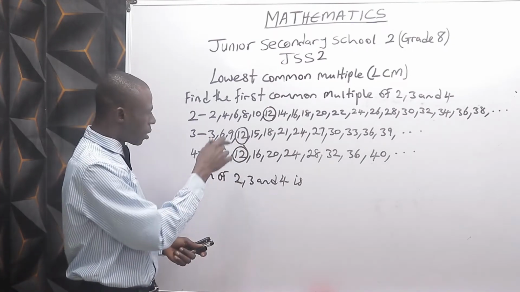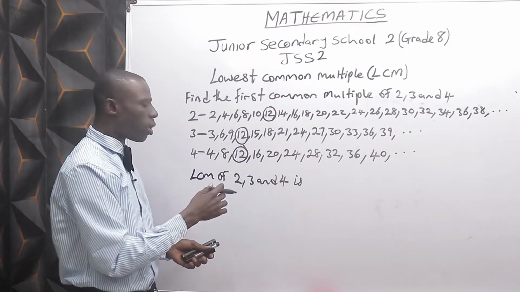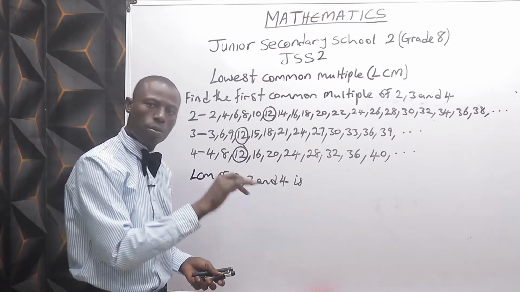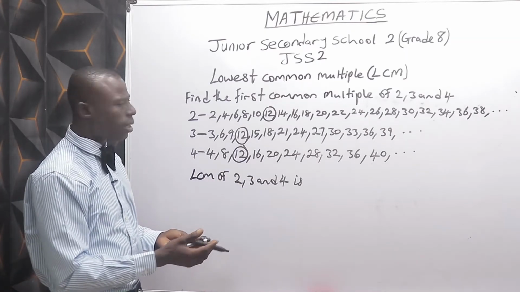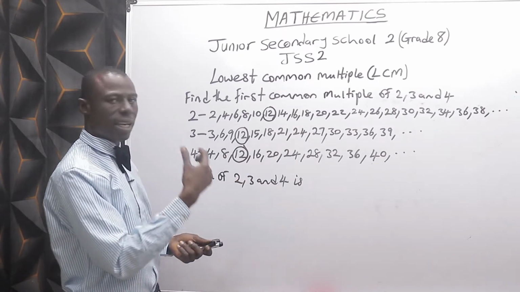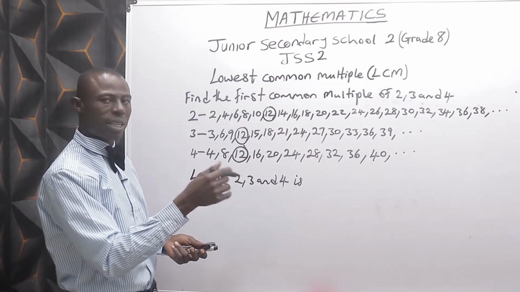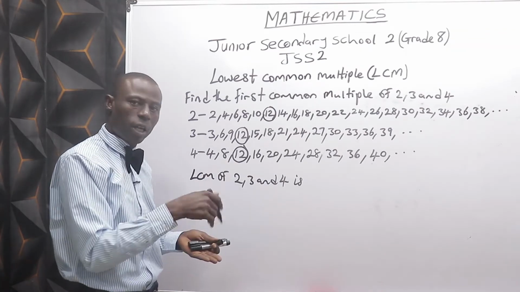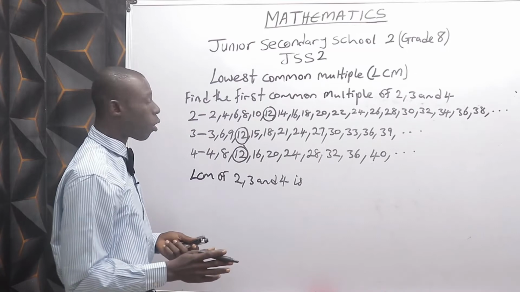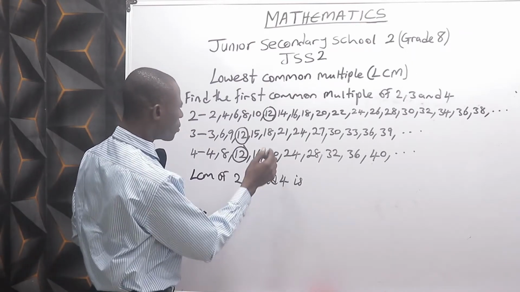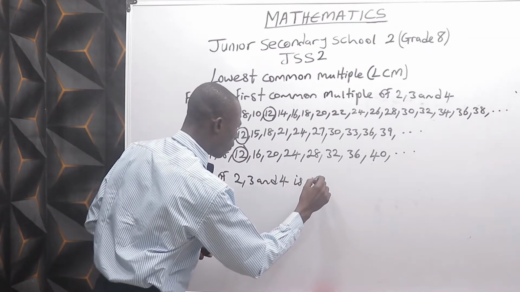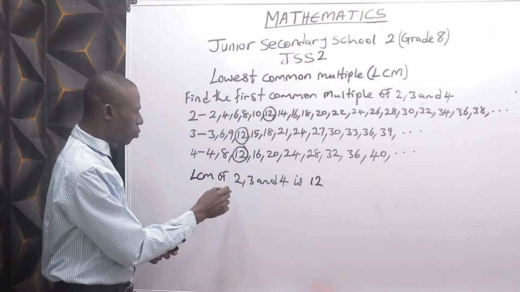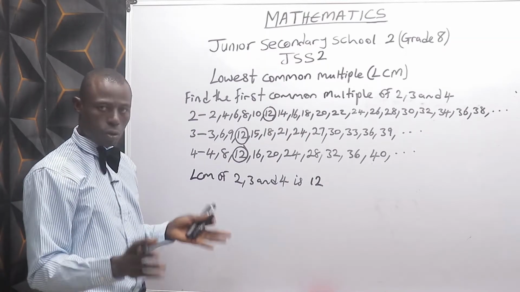Because it is the first common multiple, we call it the lowest common multiple, because it's the first. By the time we realize the second common multiple, the second one will be higher than the 12. That's why we call that 12 the lowest among the common multiples. Now, the answer is 12. LCM of 2, 3, and 4 is 12.